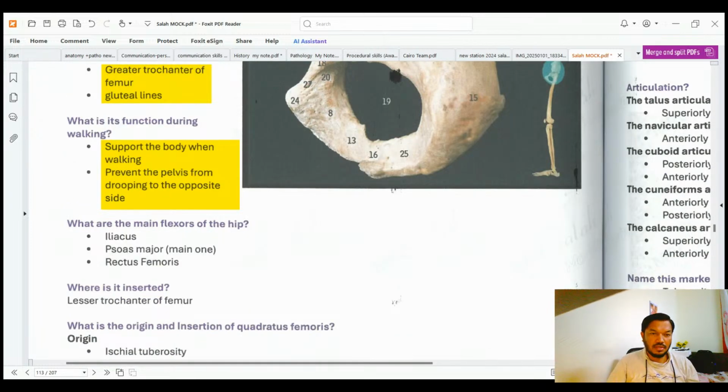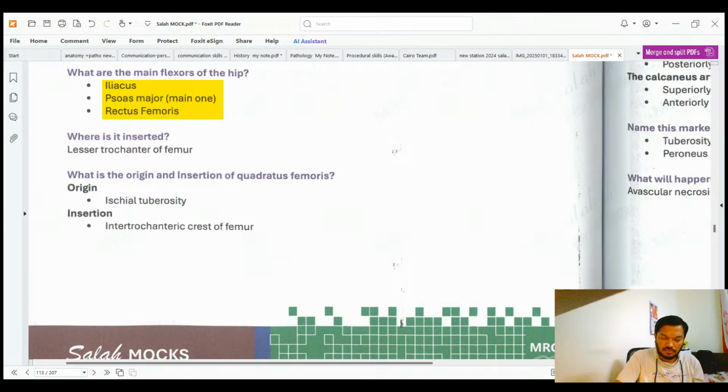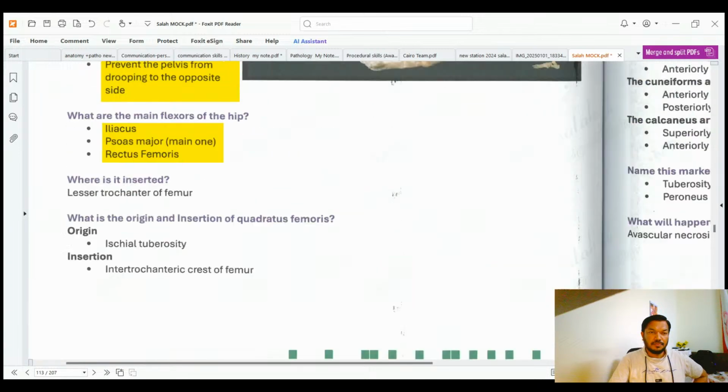What are the main flexors of the hip? Iliacus, psoas major, and rectus femoris. Okay, where are they inserted? Lesser trochanter of the femur.